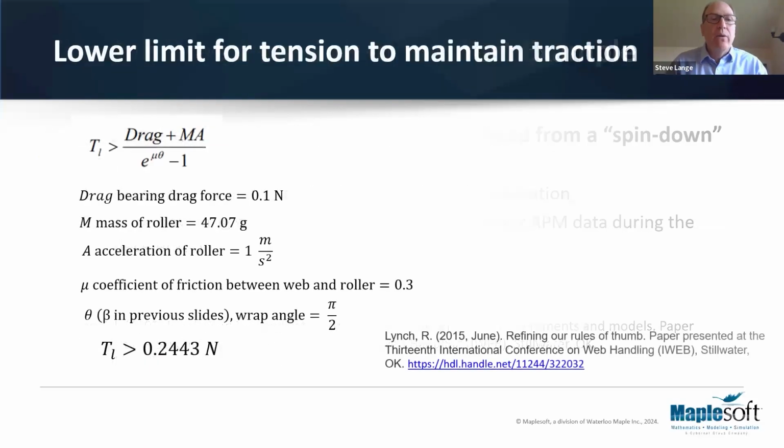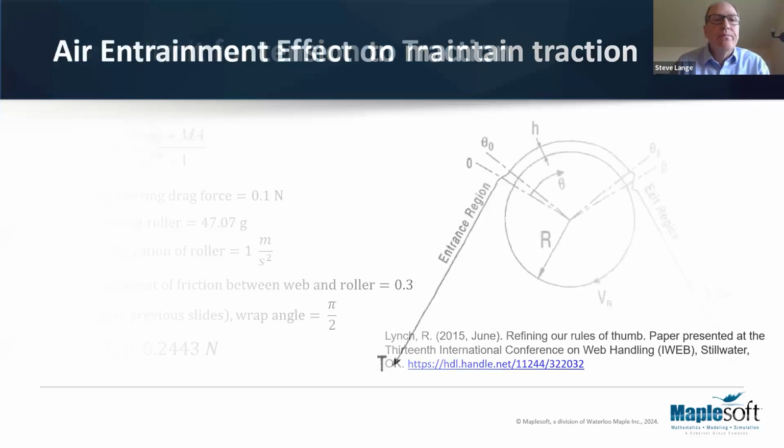So why did I go through all that? Well, this equation from my colleague, again, Ron Lynch, shows that this minimum tension to maintain traction is a function of the drag plus the mass of the roller times its acceleration, say during a ramp up. And then in the denominator, we have this e to the mu theta, or mu beta as it was in the previous slide. And so this example just shows that there's a minimum amount of tension of 0.24 newtons just to overcome the bearing drag force and to maintain some traction on that roller.